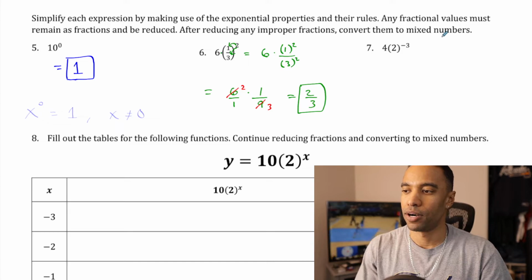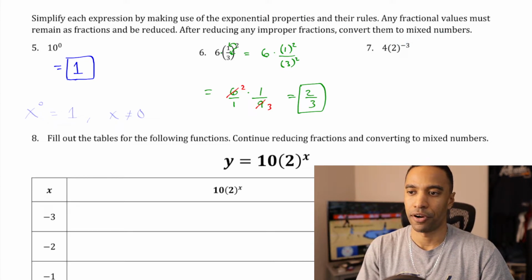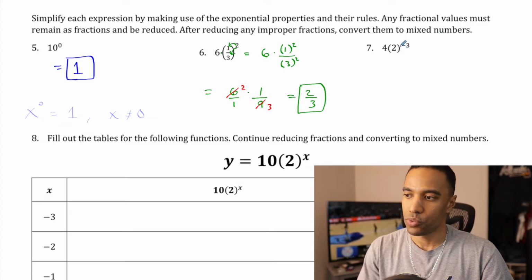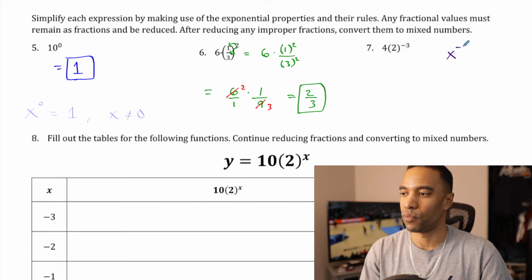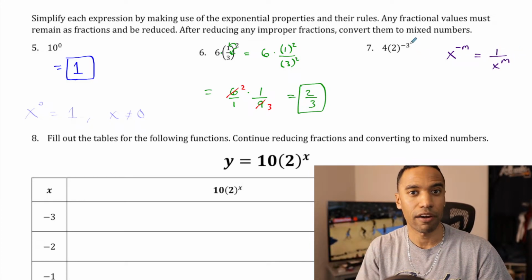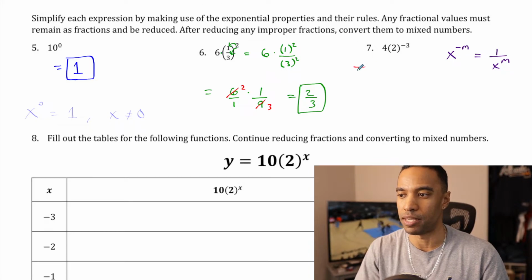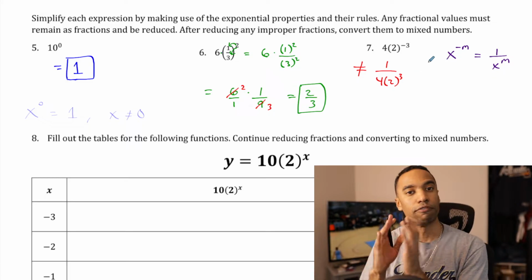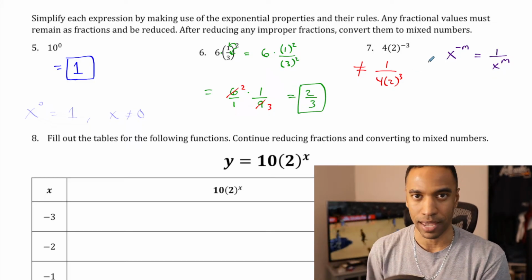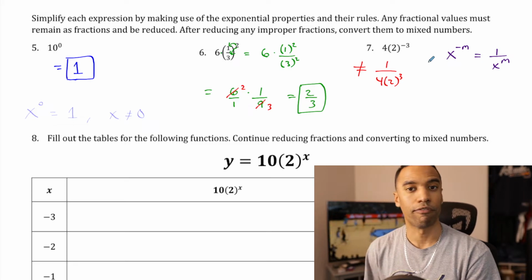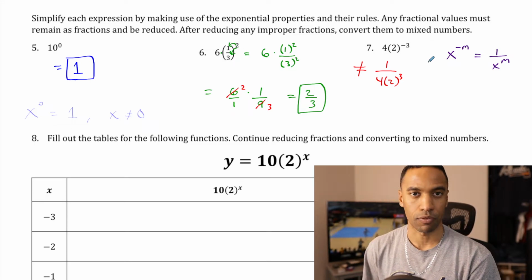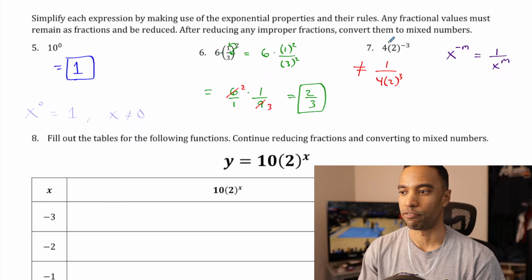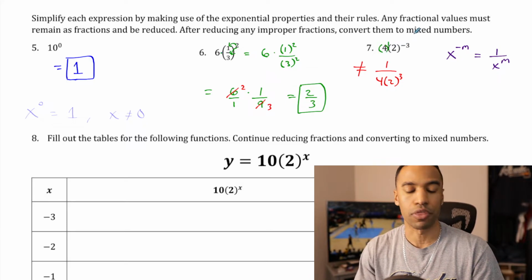Number 7, we have 4 times 2 to the negative third power. Now, we do the exponent first, and the rule within this is that a negative exponent in a numerator becomes a positive exponent in a denominator. The one thing you need to be careful of is that it is not going to become 1 over 4 times 2 cubed. The 4 has nothing to do with the negative 3 exponent. I'm going to repeat that. The 4 has nothing to do with the negative 3 exponent. 4 is being raised to the first power all on its own, right? It's like its own thing.